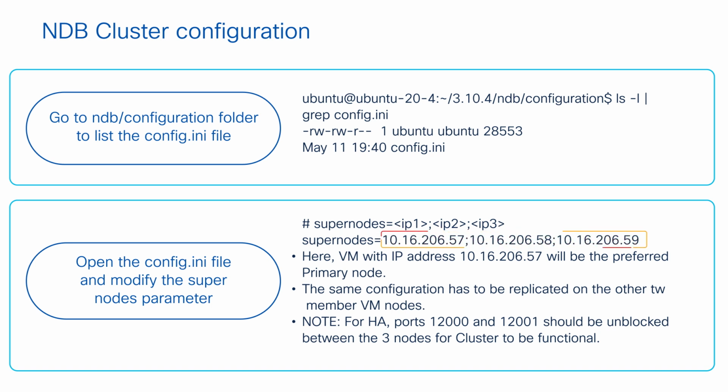A few things to bear in mind here. For the active cluster to work, please ensure that the firewall between these Linux machines is not blocking traffic. What I mean by that is 12,000 and 12,001 are the gossip router ports, which are important for the InfiniSpan cluster to work and function. Please ensure that these ports are not blocked.